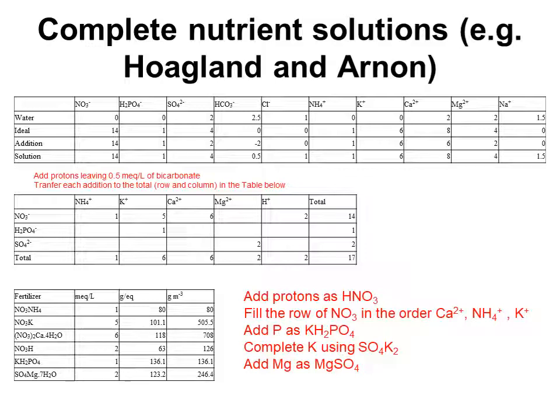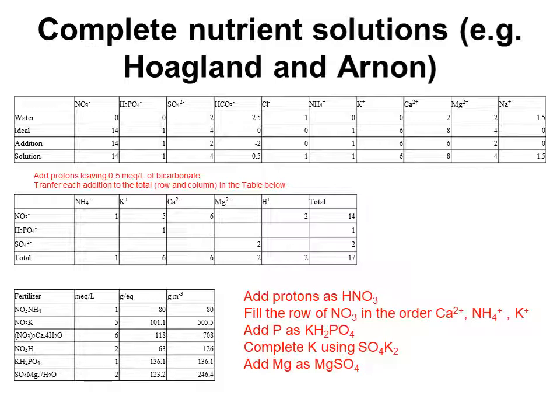Now, so we have started by putting here the totals, okay? And now we need to fill the values inside this table. And we start by adding the protons as nitric acid. So nitric acid is this and this, acid and nitric. And here we write 2 because we are adding 2 milliequivalents of nitric acid. So we write here 2. We start doing this, and then we fill the row of nitrate, in the order first calcium and calcium.